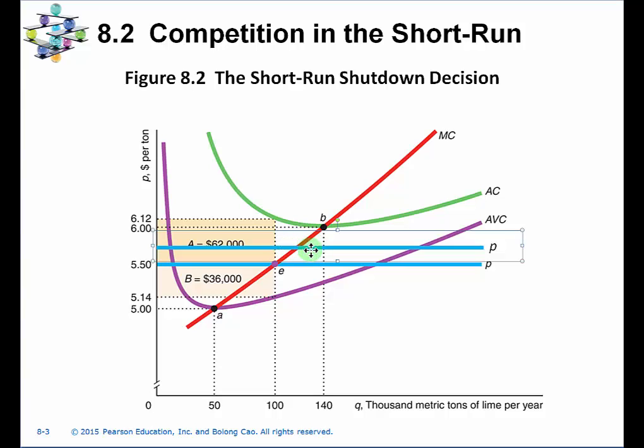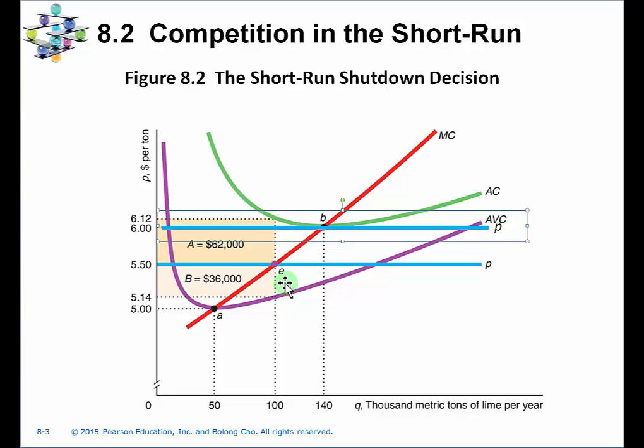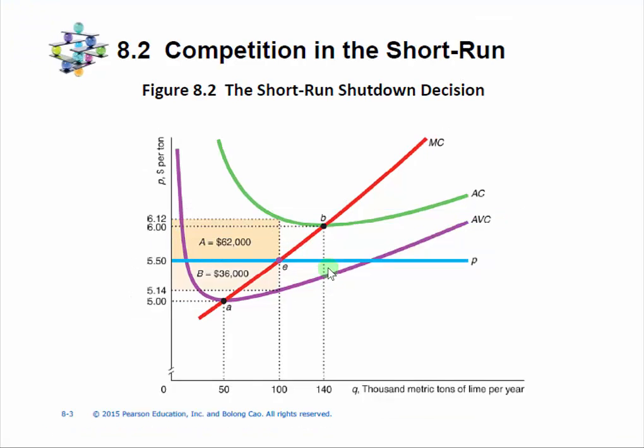So again, for price level between A and B, the firm is losing money. The question is whether the firm will keep producing at this level. Remember that we are talking about the short run. In the short run, we assume that the fixed cost is sunk.